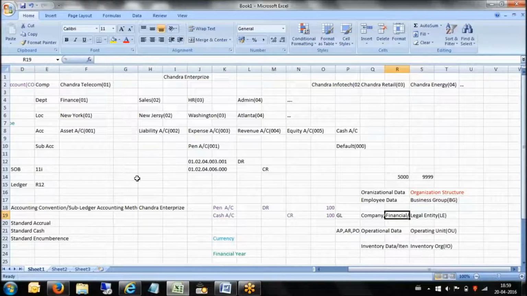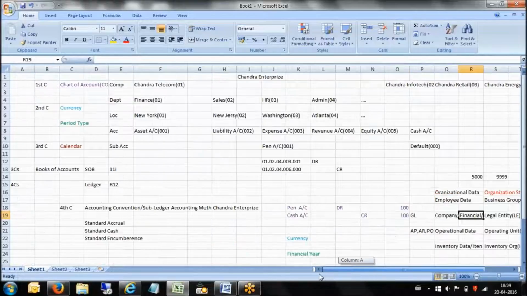So far we have seen two structures. One is chart of account structure, and another one is organization structure. And you know the significance of having them. Right. How do we do it in application? We'll see.